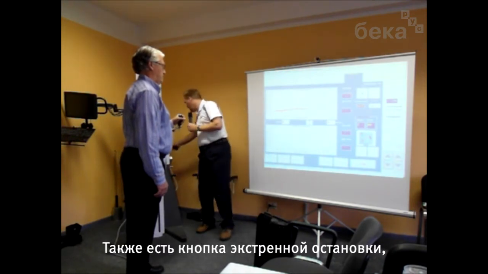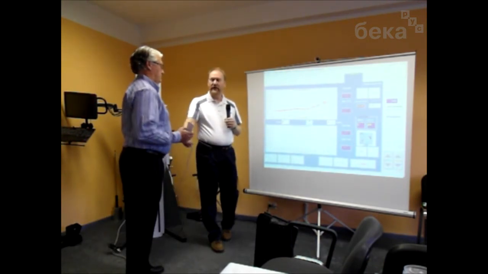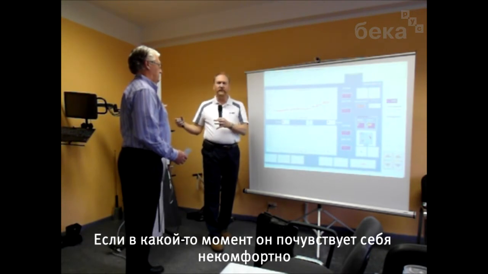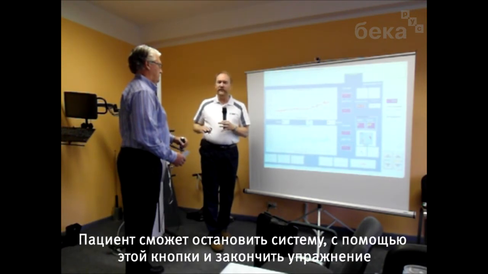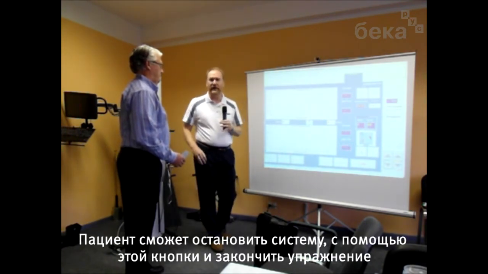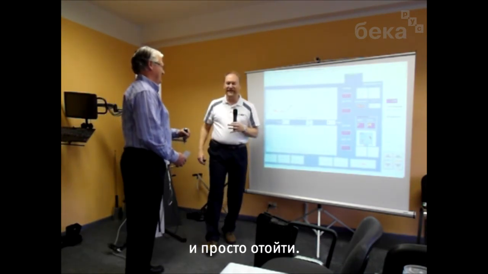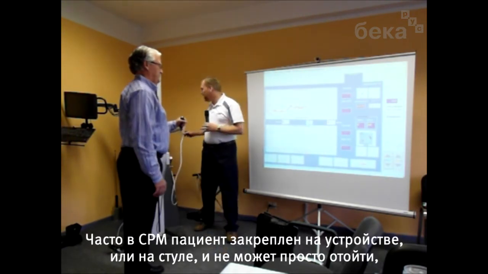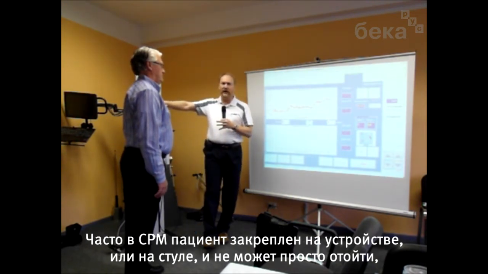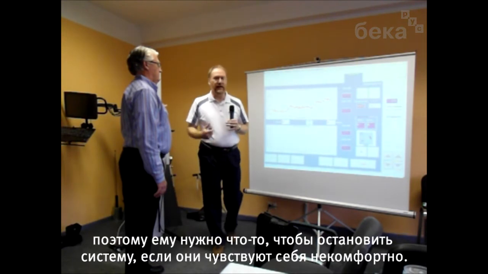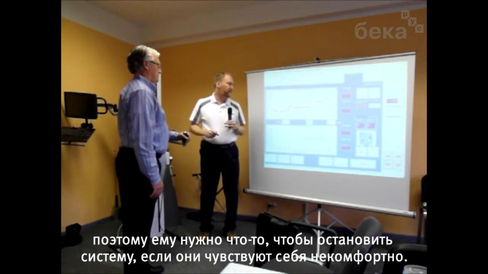There is also an emergency stop button that you can use. You can have the person hold on to this so that if at any point they feel uncomfortable or if they think the machine is pushing them too far, they can stop the machine with an emergency stop button to end the exercise. Or in this case, they can let go. Or in the case where they're not strapped in, they can just let go and step away, of course. But many times with CPM, you're going to have the person strapped to the attachment or in the chair and position where they're not going to be able to walk away. So they need to have some way of stopping the machine if they feel that it's going to hurt them.